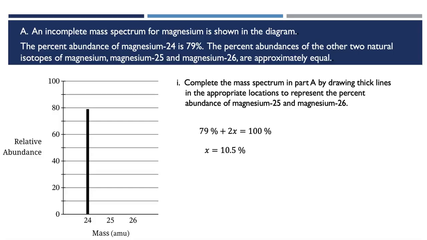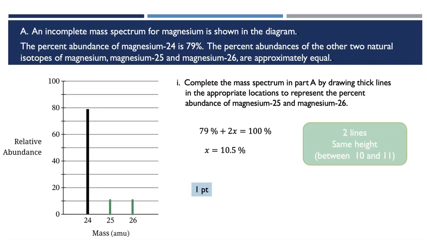Now, of course, the graphs are only marked off every 10, so this can get a little bit tricky. So we do need to have two lines that are the same height. They need to be between 10 and 11. If they're too high, you're not going to get credit. If they're not the same height, you're not going to get credit. And that's what you needed to draw for 1 point.